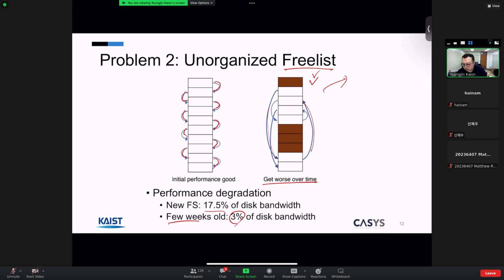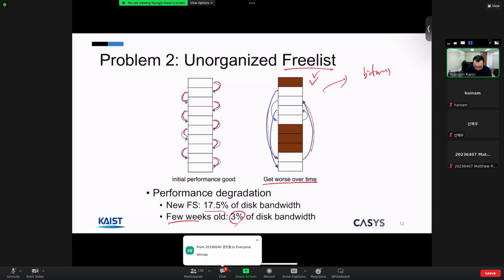Okay, I'll get back to your question soon. So what was the data structure used for reducing this fragmentation? What was the popular data structure for allocating contiguous blocks? What is the way of managing free blocks in a modern file system? Bitmap. Okay. So changing the data structure, instead of using the FreeList, a bitmap.